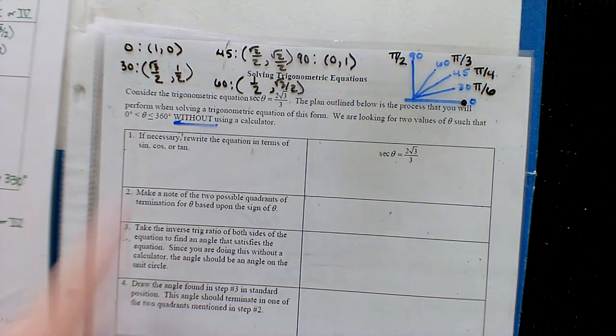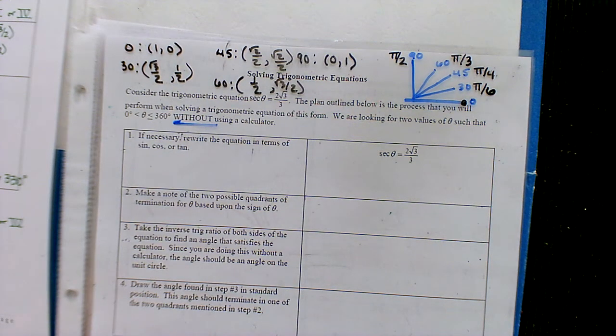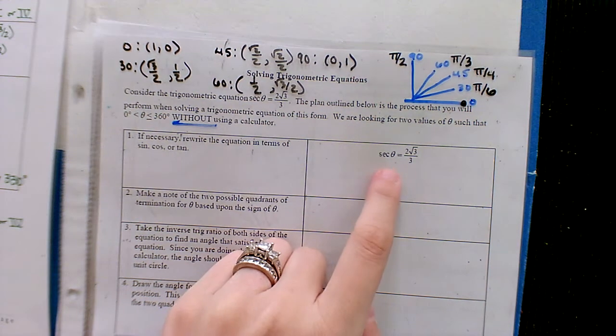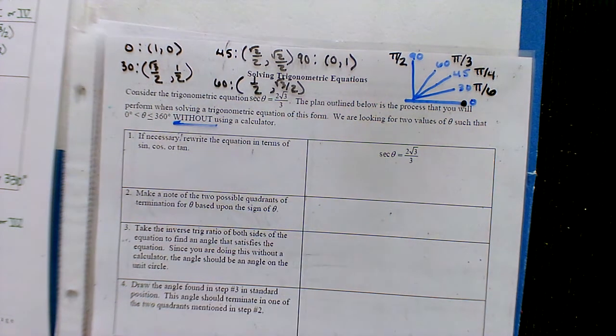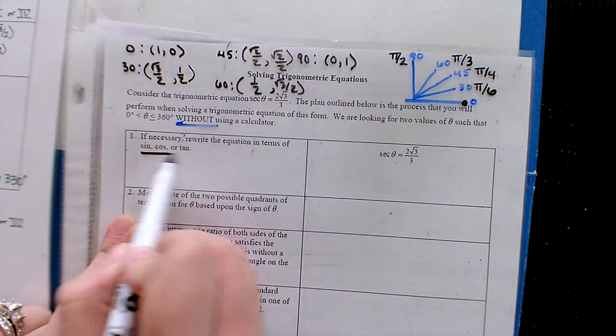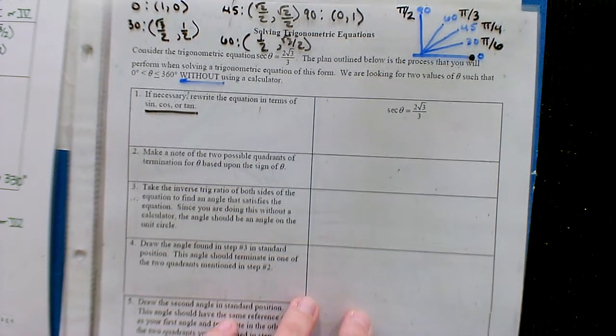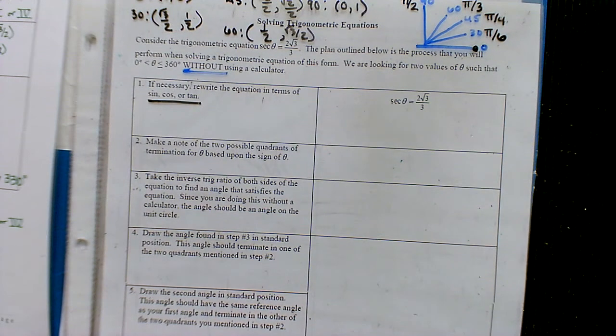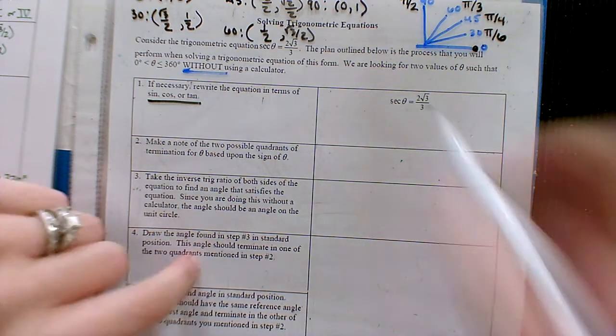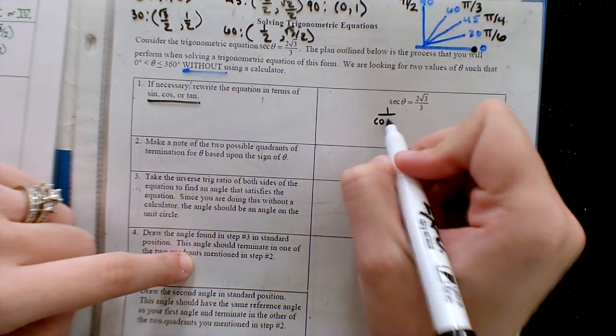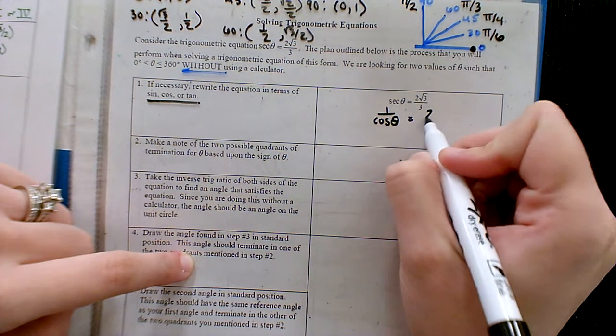So first thing we're going to try to do, just because our brains are geared towards sine, cosine, and tangent, those are the first trig functions you ever learned, we're going to try to rewrite this trig function, if necessary, okay, in terms of sine, cosine, or tangent. So can we think about how secant is related to sine, cosine, or tangent? It's the reciprocal of one of those. Which one is it the reciprocal of? Yeah? Cosine. All right, so this side we'll write as 1 over cosine of theta.